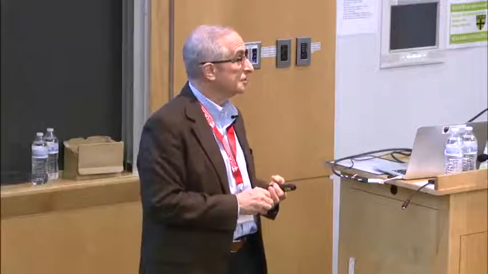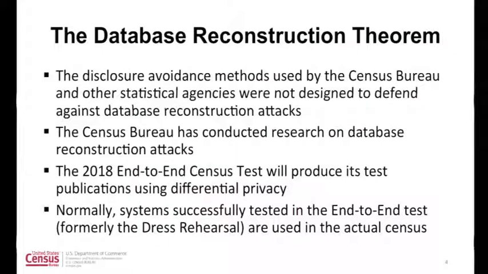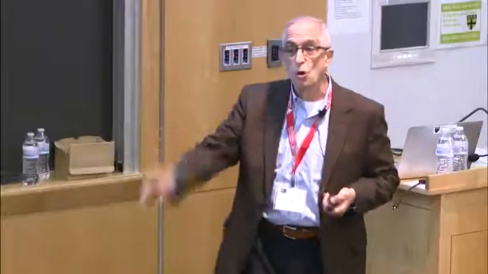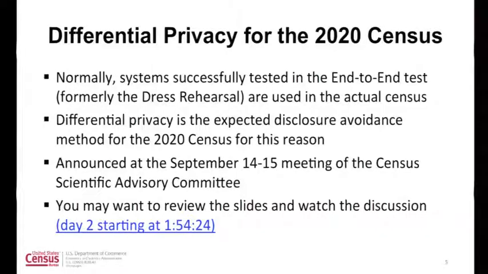The end-to-end census test used to be called the address rehearsal. You've probably read a lot about it in the press because the IT systems, especially the one that supports the internet self-response component, are somewhat behind schedule, although they're catching up very rapidly. Secretary Ross and Undersecretary Kelly have been extremely supportive. In fact, Undersecretary Kelly has been briefed on what I'm going to tell you about today and was extremely supportive. Normally, if a system passes the test during the address rehearsal or the end-to-end test, then it's incorporated into the 2020 census. And so differential privacy is the default protection mechanism for the 2020 census because it is the production mechanism for the 2018 end-to-end test.